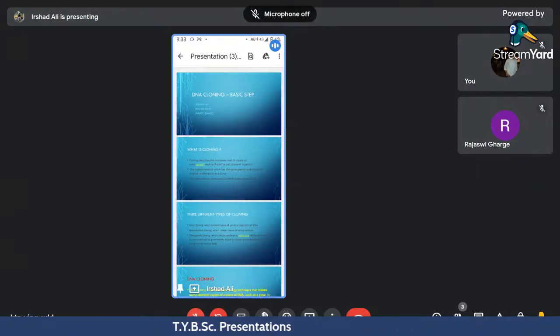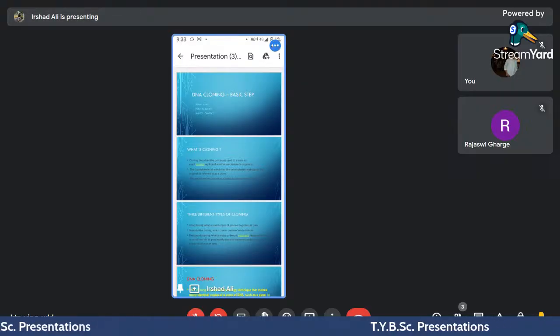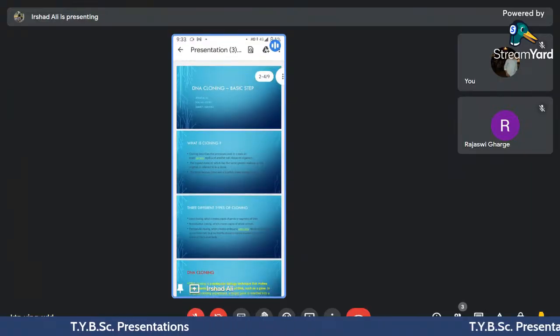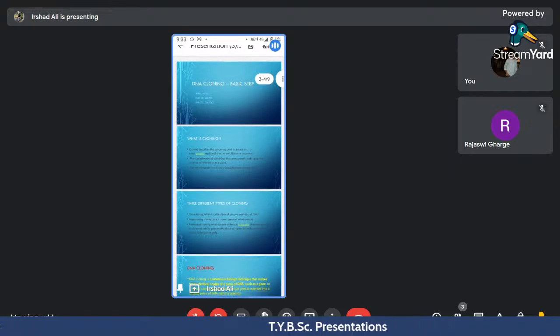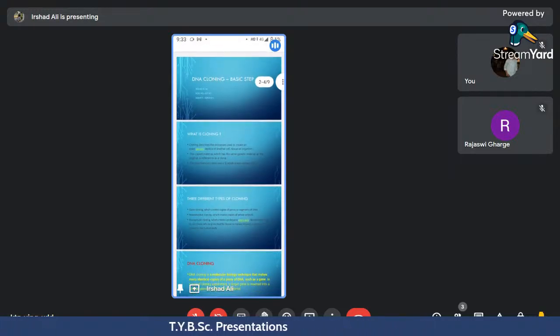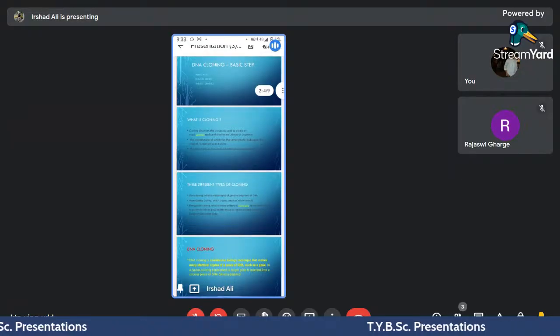Now what is cloning? Cloning describes the process used to create an exact genetic replica of another cell, tissue, or organ. The copied material, which has the same genetic makeup as the original, is referred to as a clone. The most famous clone was the Scottish sheep named Dolly.